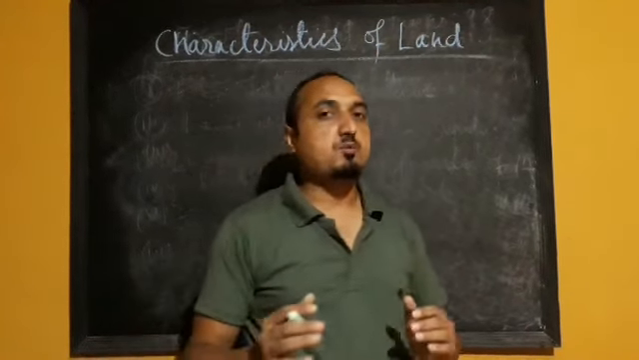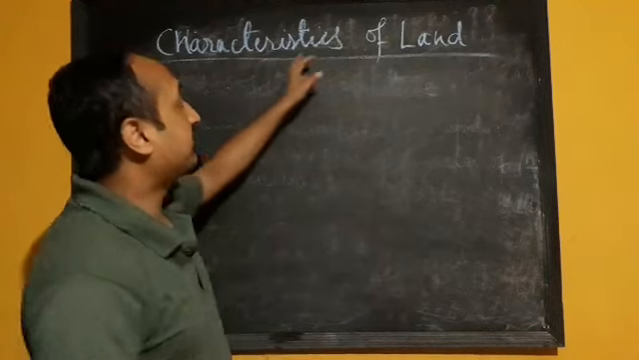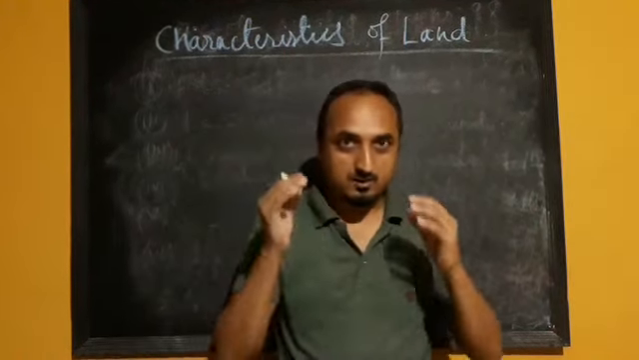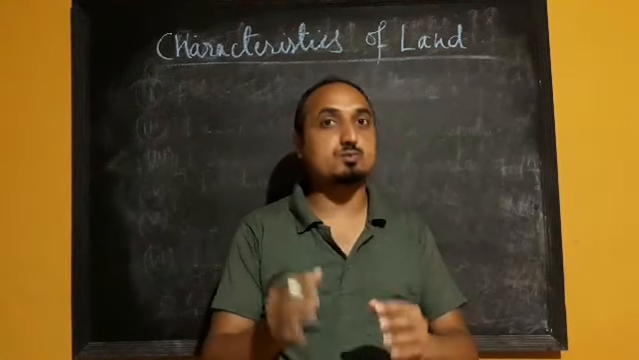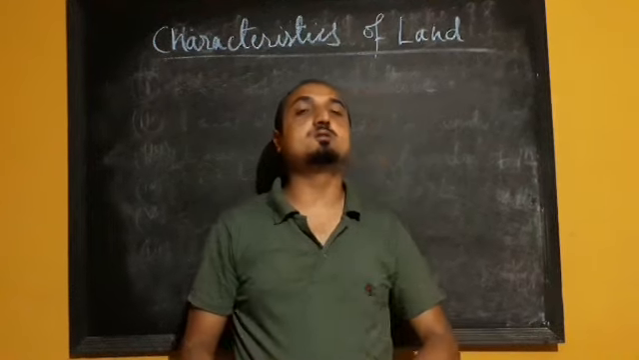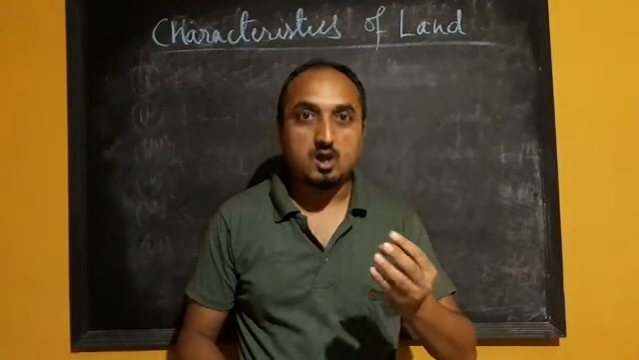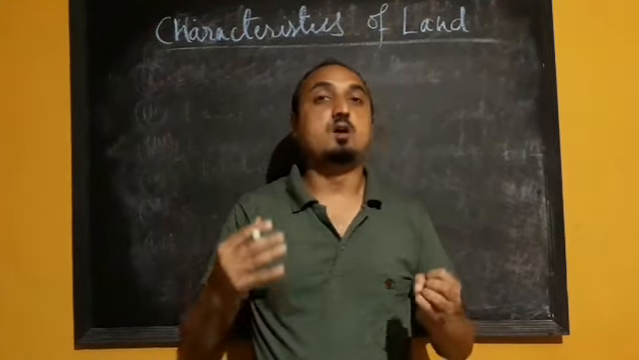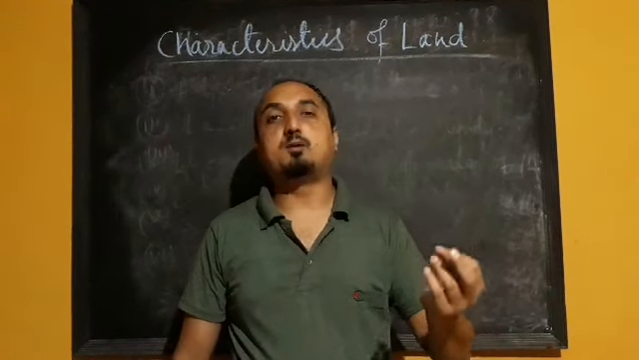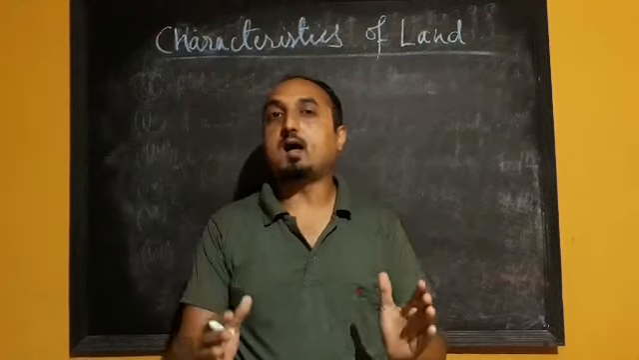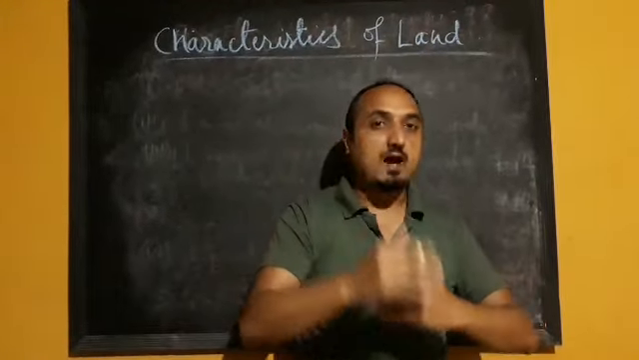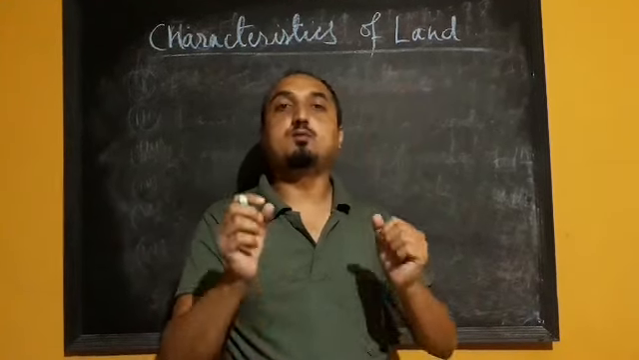So today I am going to start the next topic, that is characteristics of land. Now before starting this, I just want to highlight the things which we have discussed in the previous video. In the previous video we discussed the different factors of production. We have done the definition also. So what were the different factors of production? Land, labor, capital and organization. So today we are going to discuss the definition of land and the characteristics of land.